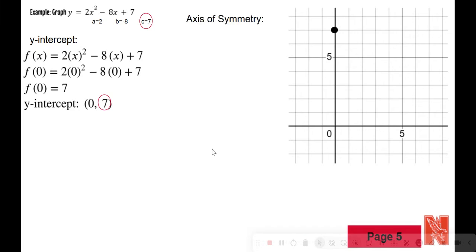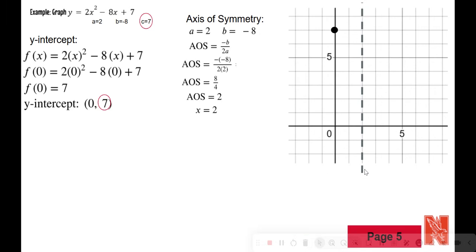So the axis of symmetry, we need that a and b value. B is -8, a is 2, and we're going to plug that into our axis of symmetry formula. So we have -8, so those are going to cancel, and 2 times 2 in the denominator. So we do that, we get 8/4, or 2. So our axis of symmetry is at x equals 2. So we're going to put a vertical line at 2. Again, stop this anytime you need to catch up. And you want to make sure you're writing small because we have a couple more calculations to go.